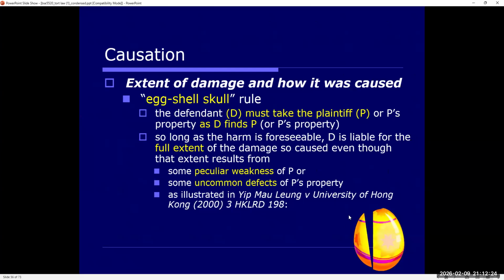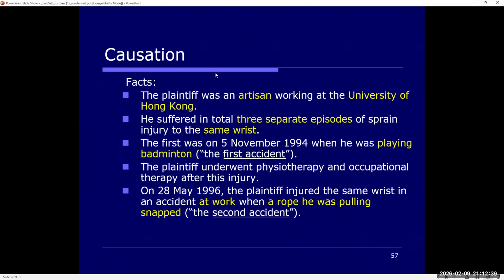This is a very interesting case, the Yip Mao Leung case, Hong Kong U. Okay, not Poly U, Hong Kong U. The plaintiff, Yip Mao Leung, was an artisan, like a technician, like a tradesman, working at Hong Kong U, doing some maintenance repair work. He suffered in total 3 separate episodes, 3 incidents. He sprained his wrist.